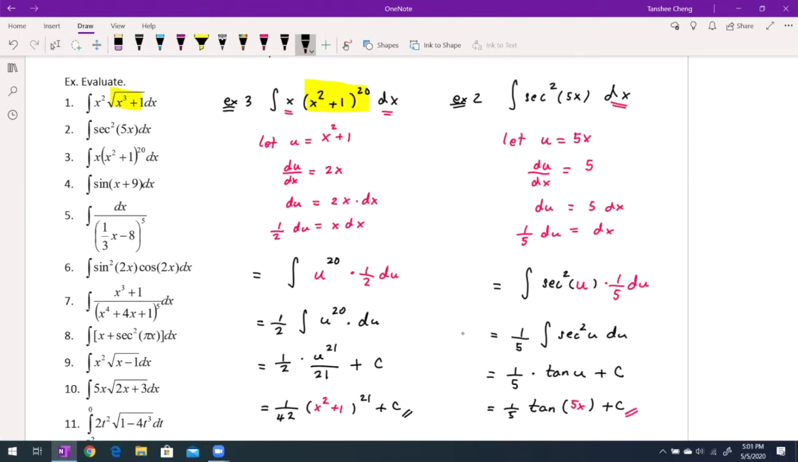Questions, difficulties before we move any further? Okay, I'll give you a few minutes. Yes, go ahead. How did you go from that second line, u to the 20th, to u to the 21st over 21? When you're taking the integral, from the fundamental theorem of calculus, the integral is basically the antiderivative. That's the relation that we see. So we are taking the antiderivative of the function u to the 20th power.